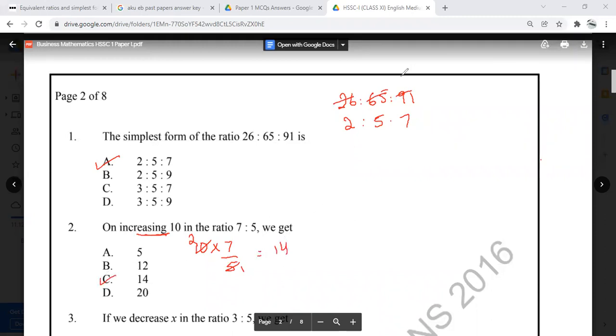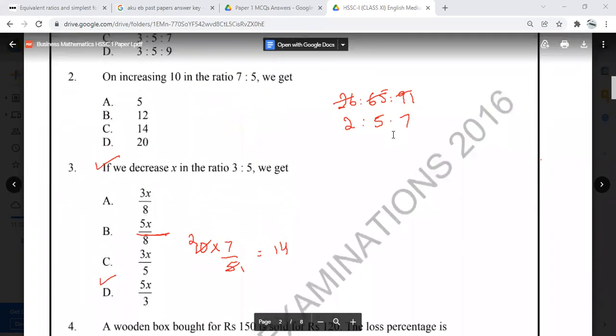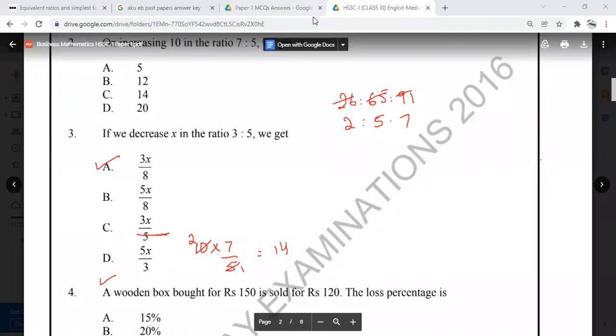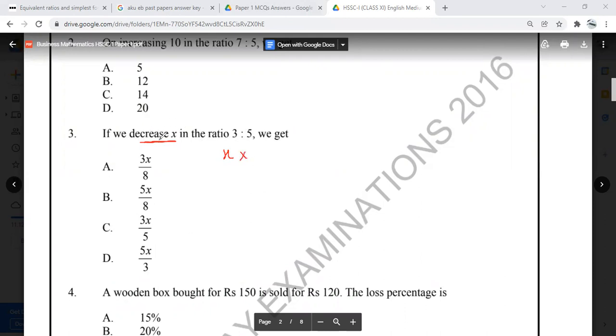Similarly, the next question: if we decrease x in the ratio 3:5, we get, now, for this question, you're supposed to decrease x in the ratio 3:5. So x is the value that you want to decrease. Because you want to decrease it, you keep the smaller value in the numerator and the larger value in the denominator. So the answer is going to be 3x/5. So C. So this is it for ratios. Now I'll move on to the topic of proportions.